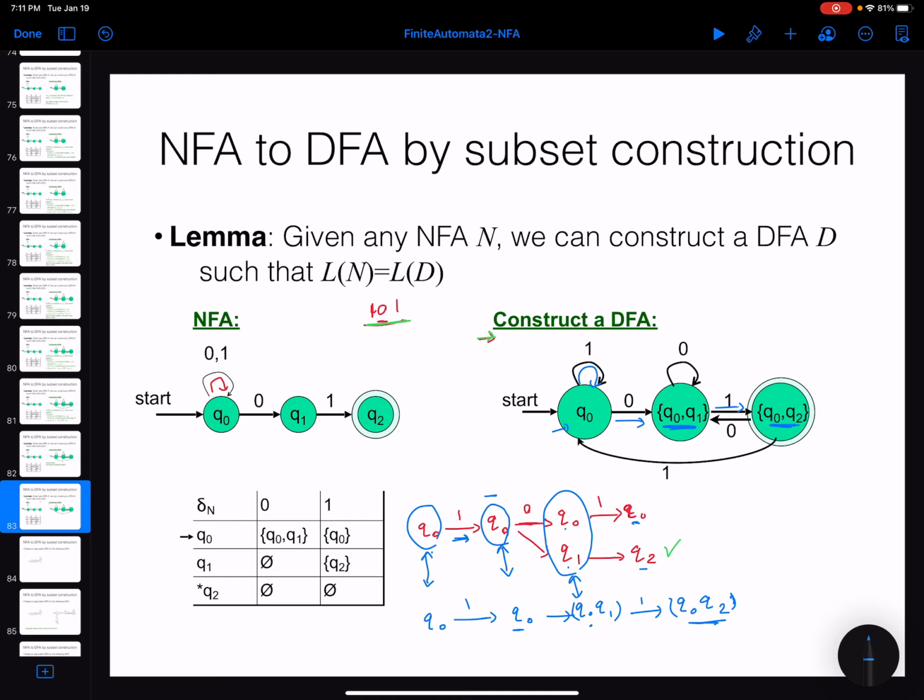Okay, so you can basically try to execute and run different strings. For example, take another string which is going to be rejected, and see what would happen to the NFA and what would happen to the DFA. Just follow the path for both of them, and you will see that they are going to be exactly the same, representing the same situation.